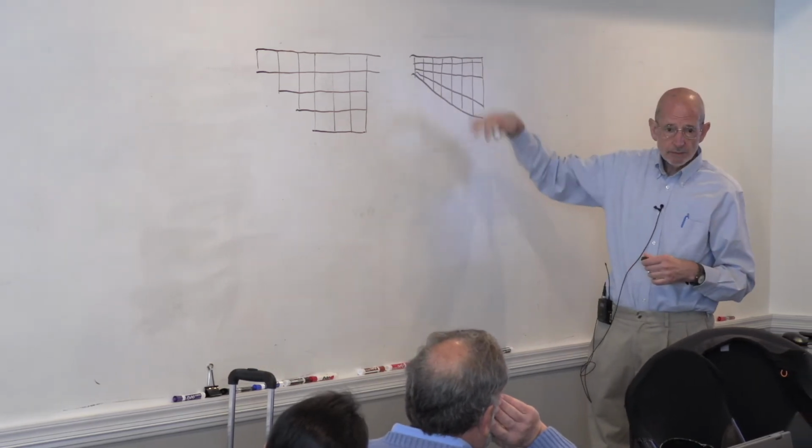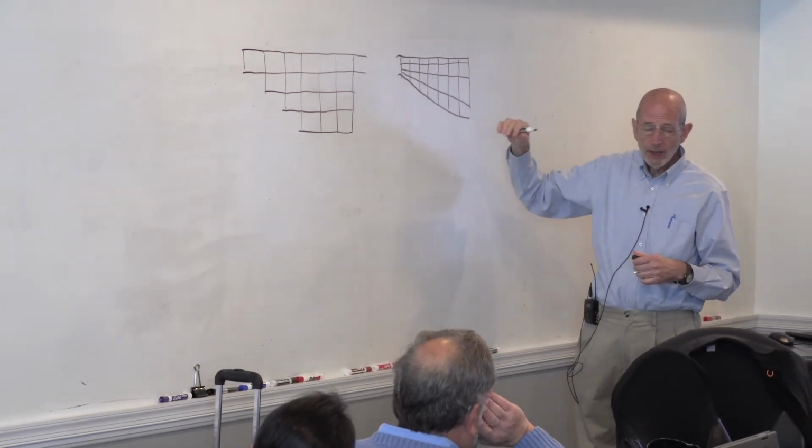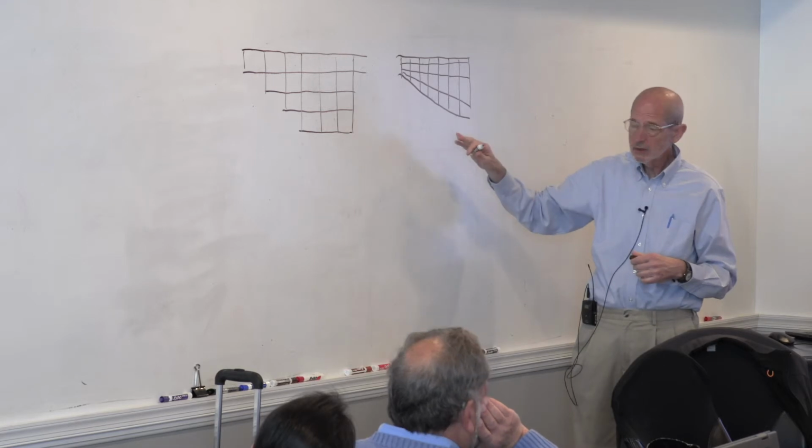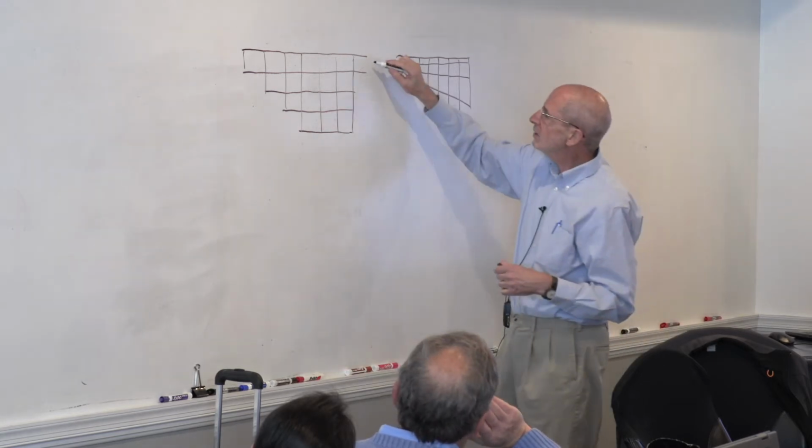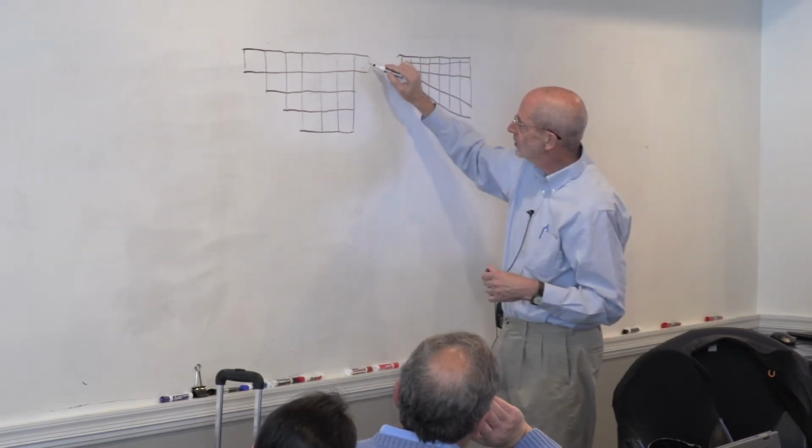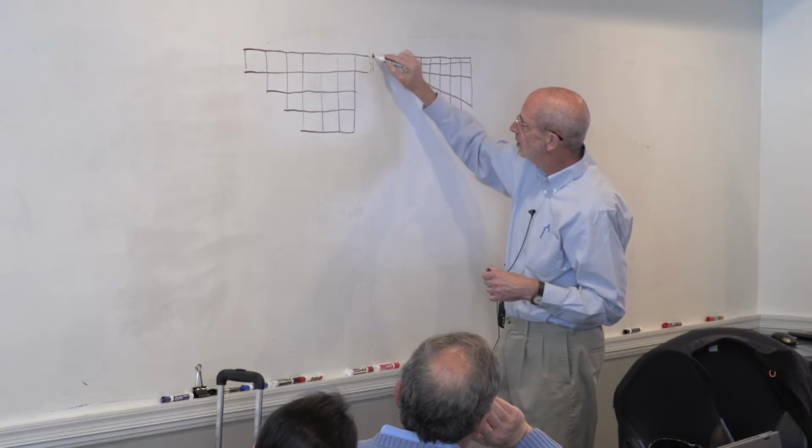Tide goes up and down. How do these two grids handle these things? Tide goes up and down. In CH3D, the surface layer goes up and down.